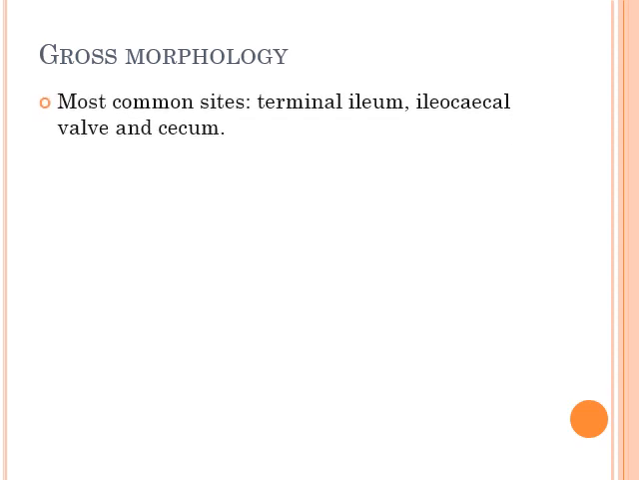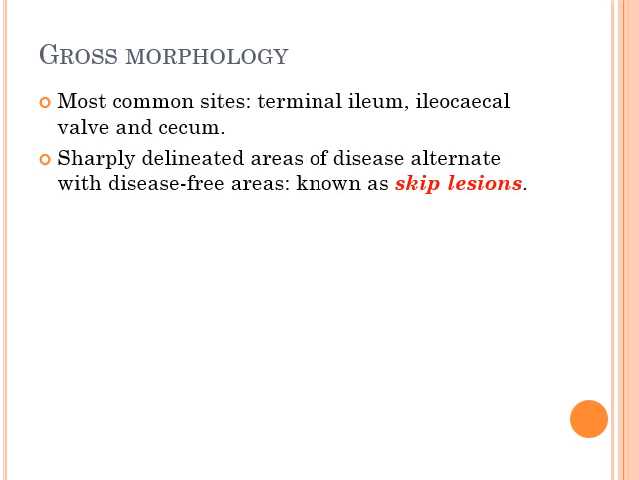Now, gross morphology. How will the mucosa of the intestine look with your naked eyes? Usually we look into the intestine with the help of a colonoscope. So what are the gross features of Crohn's disease? Firstly, the most common sites of involvement are the terminal ileum, ileocecal valve, and cecum. The characteristic feature is that you get sharply delineated areas of disease alternating with disease-free areas. So there will be diseased areas, then non-diseased areas, then again diseased areas.